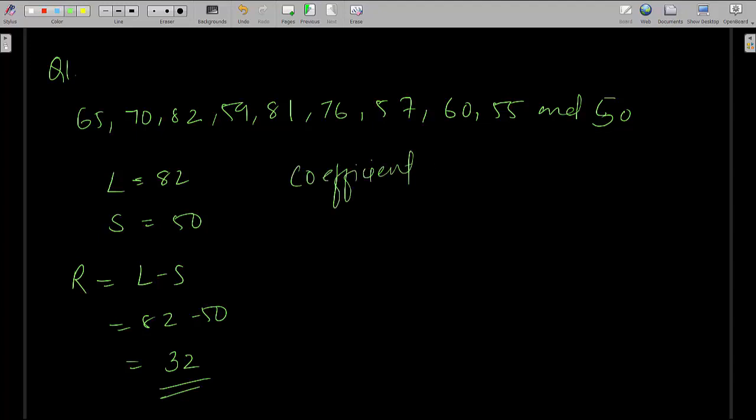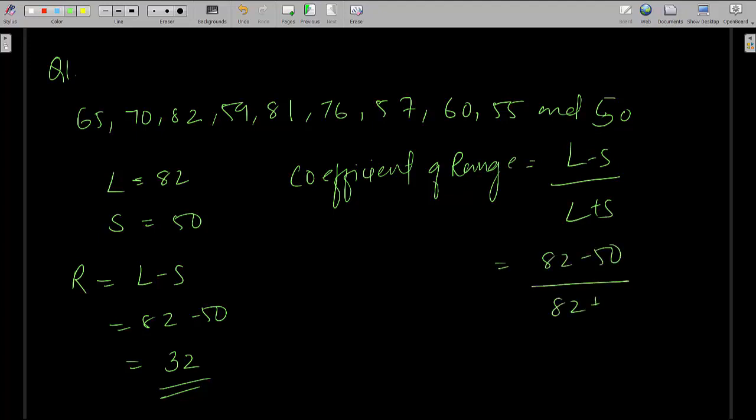That is a relative measure. Coefficient of range is equal to L minus S over L plus S. So 82 minus 50 over 82 plus 50. If you do this, 82 minus 50, you get 32. If you add these up, 80, 90, 100, 132. So you have to divide 32 by 132, and 32 divided by 132 will give you 0.24.